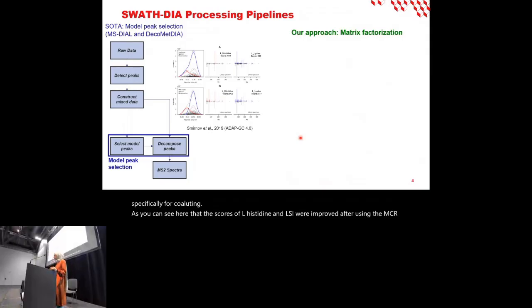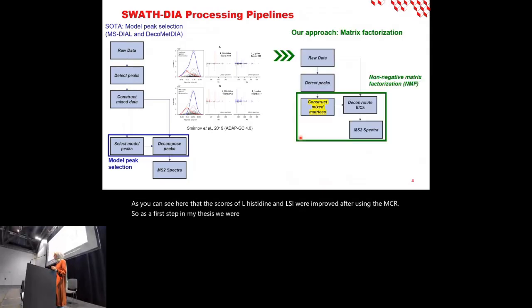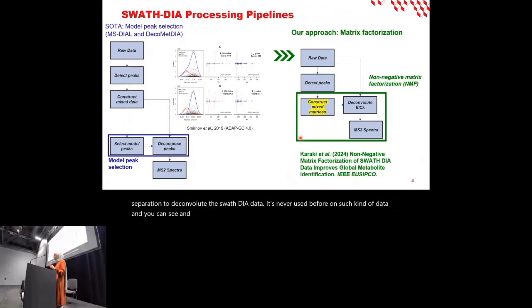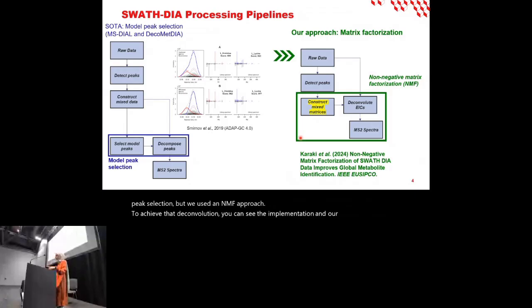So, as a first step in my thesis, we were motivated to use NMF, which is a blind source separation, to deconvolute the SWATH DIA data. It's never been used before on this kind of data. And we implemented this pipeline. We didn't use the model peak selection, but we used an NMF approach to achieve the deconvolution. You can see the implementation and our results in our accepted paper in the Signal Processing Conference, SIPCO, in 2024.